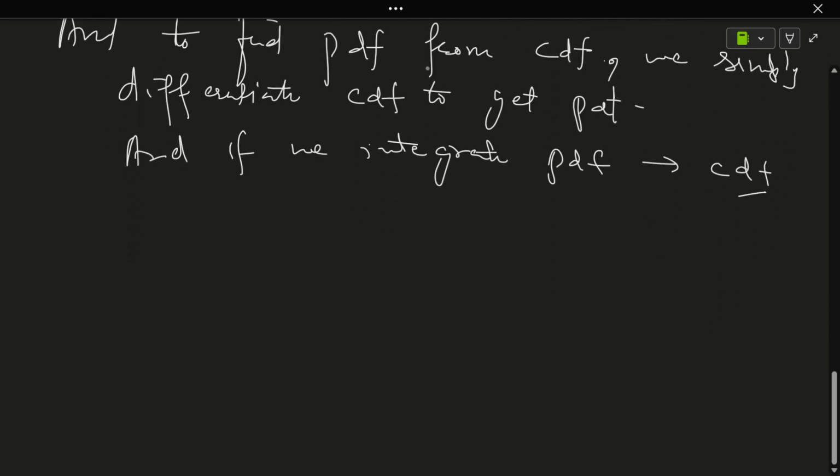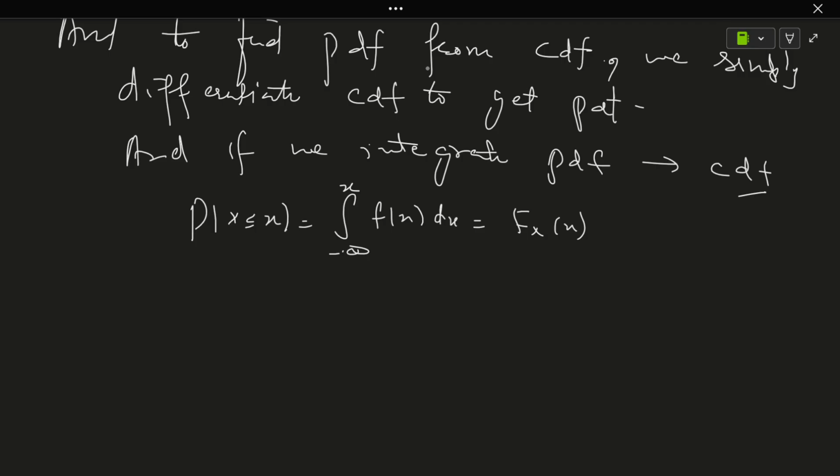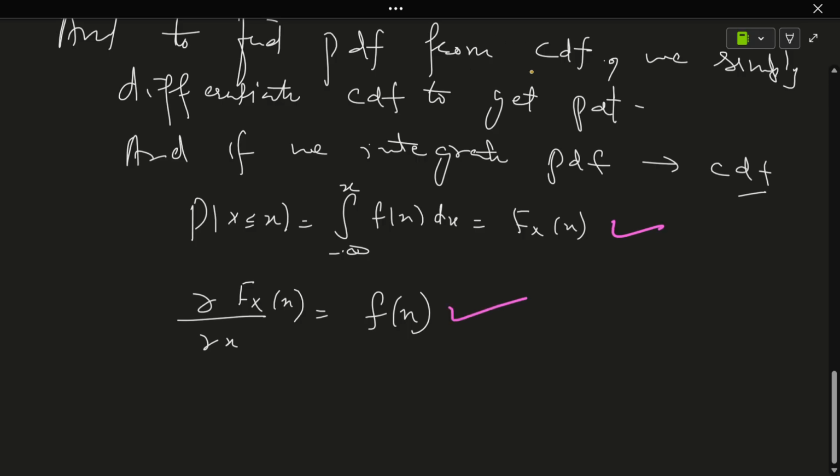Simply क्या करना है आपको? अगर आपको CDF to PDF जाना है तो आप CDF को डिफरेंशिएट करो, अगर आपको PDF to CDF जाना है तो PDF को इंटीग्रेट करो, मतलब probability x is less or equal to x in case of continuous, so ये होगा minus infinity to x f of x dx. तो आपको क्या मिलेगा? F of x. एंड अगर आपको CDF to PDF जाना है, तो आपको क्या करना है? d by dx F of x आपको मिलेगा f of x. ये दो फार्मूला आपको याद रखने हैं.